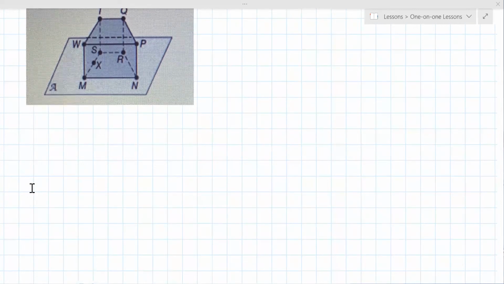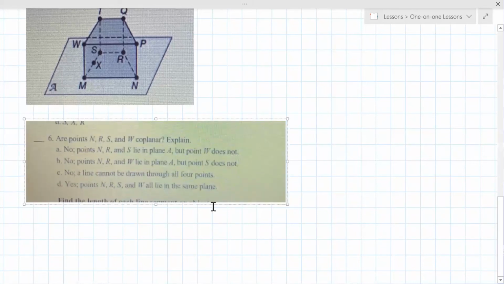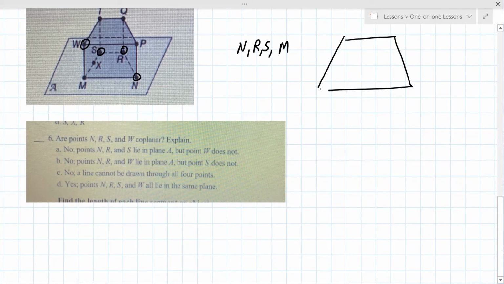Do you see that question there? Yeah. N, R, S, and W. So we first got to find them. I mean, there's N, there's R, there's S, and there's W. W is kind of on the corner. Yeah. So if we had N, comma R, comma S, and W, N, R, and S are all on the same sort of trapezoidal sheet.